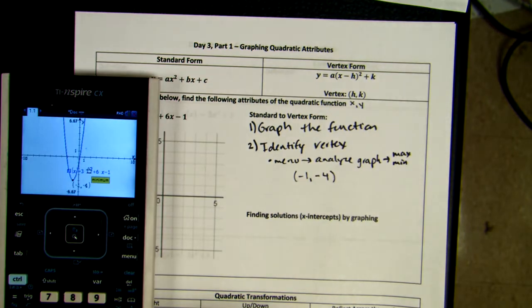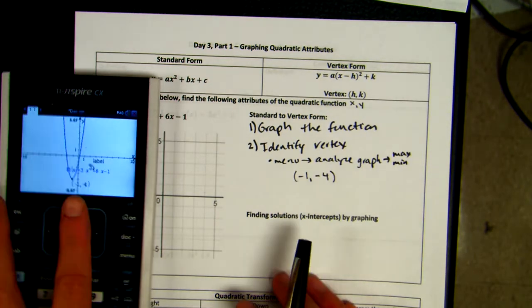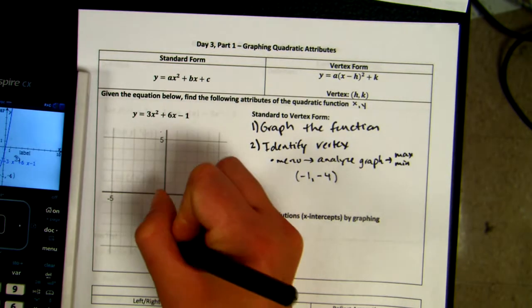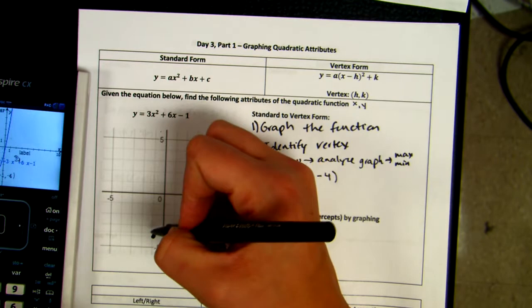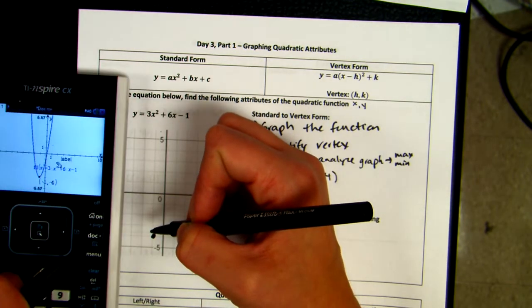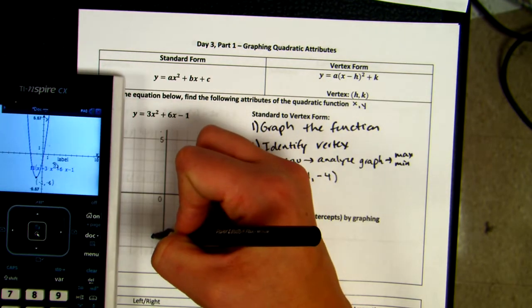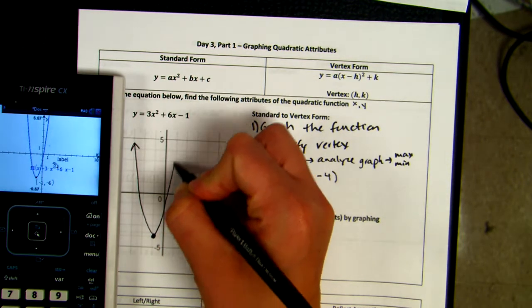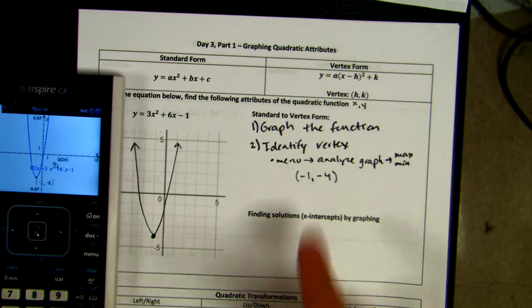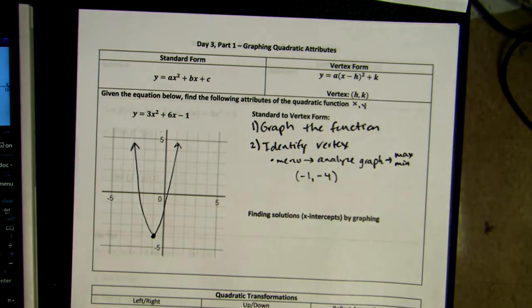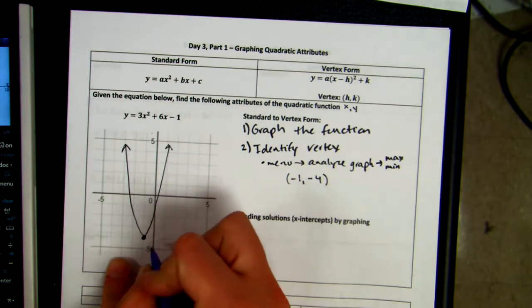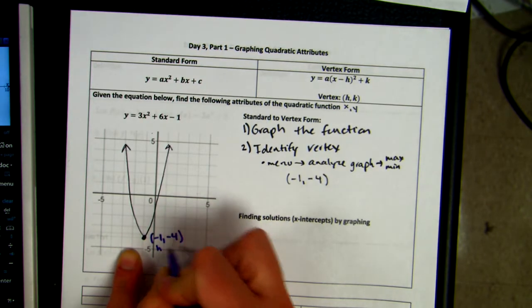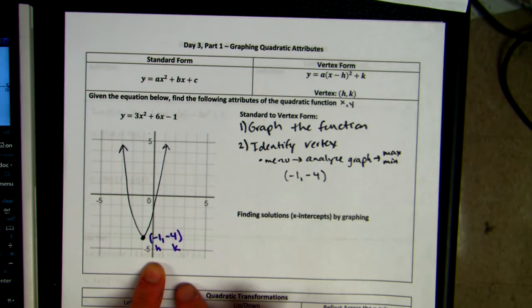Now what I always do is I sketch the function at this point. I know my vertex is at (-1, -4), so I count -1, then 1, 2, 3, 4. From there, I just do a rough sketch based on what I see here. So I see it goes about like that, about like that. So I label my vertex first. My vertex is at the point (-1, -4). Reminder that that is my h value and my k value.